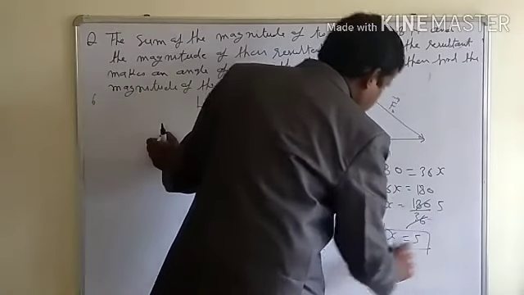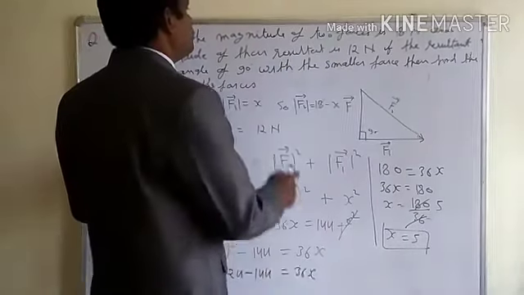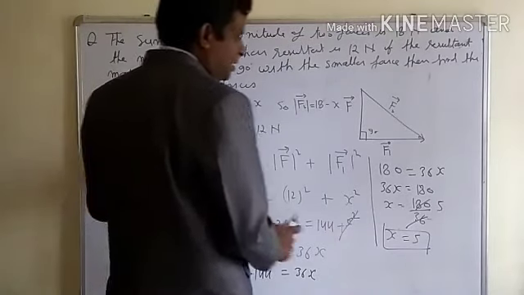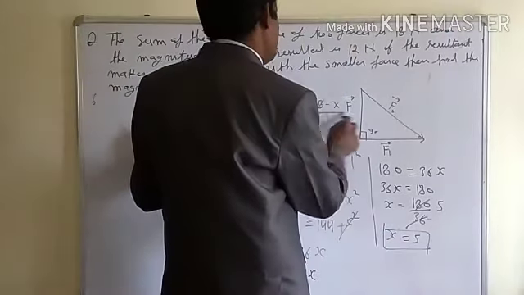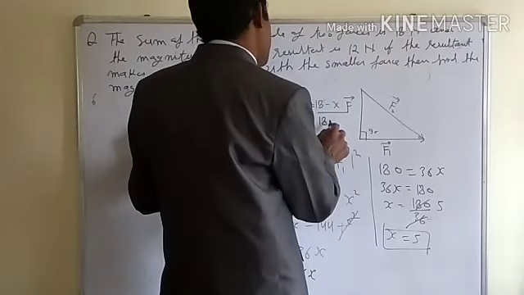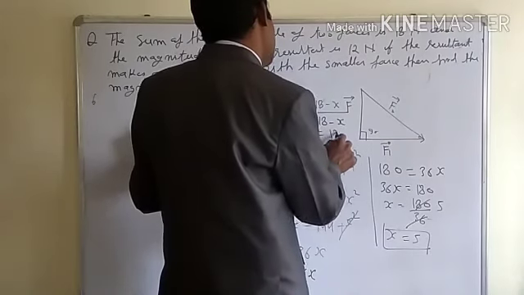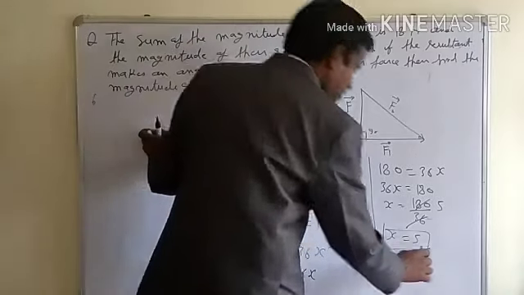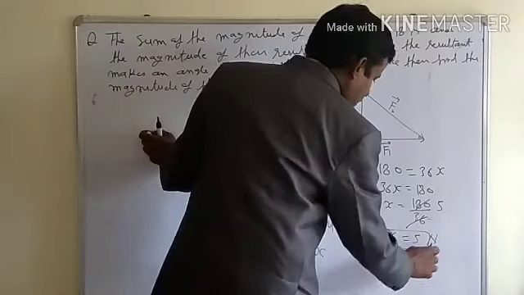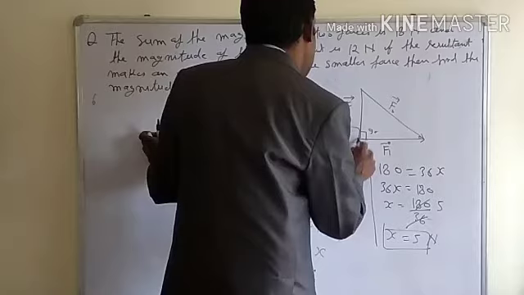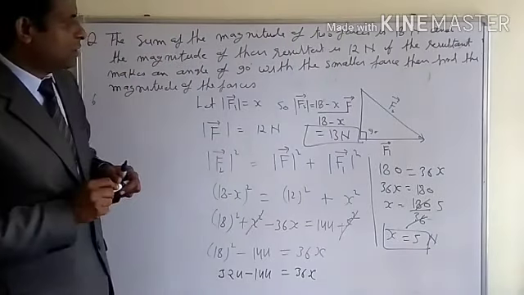So one force will be 5. And the sum of the two is 18. So the other, F2, will be 18 minus x, which is equal to 13 Newton. So there will be two answers over here, 5 Newton and 13 Newton. By this way we may solve the numerical.